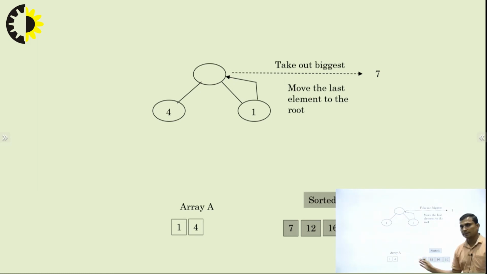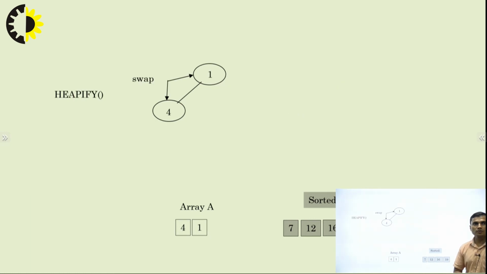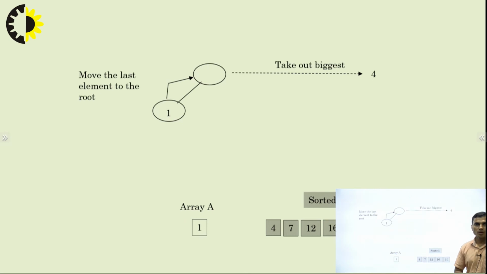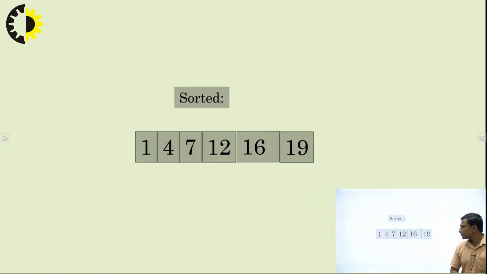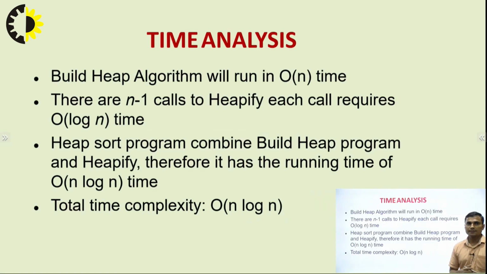Actually they both are the same arrays, the working is in the same arrays, and then we will move the 1 to the root node, and after that we will heapify. So after heapify we will have 4 at the top, and we will just take out this 4, and now we are only having one element, and we just take out that element also. So in this way we can sort a particular array using the heap sort algorithm. So this is your sorted array.